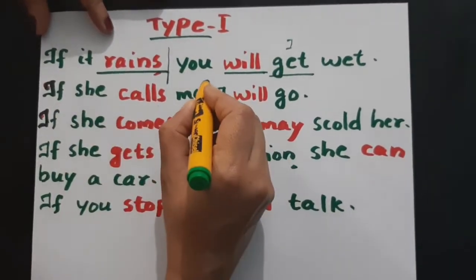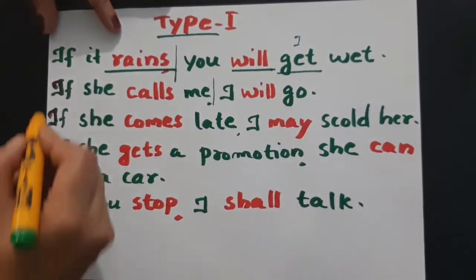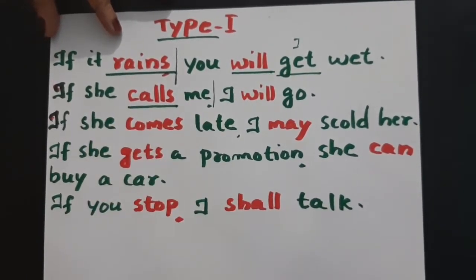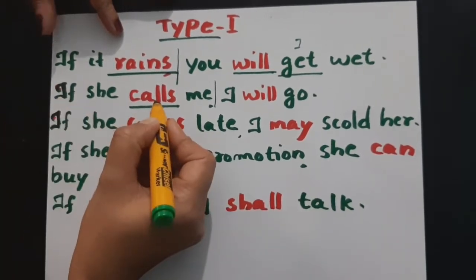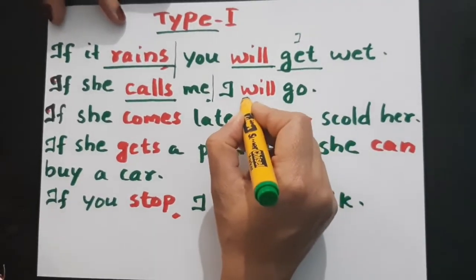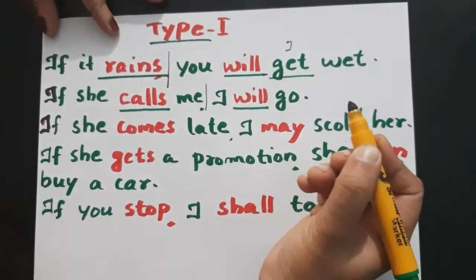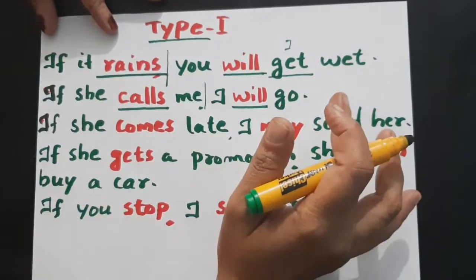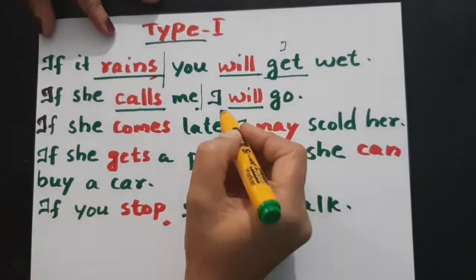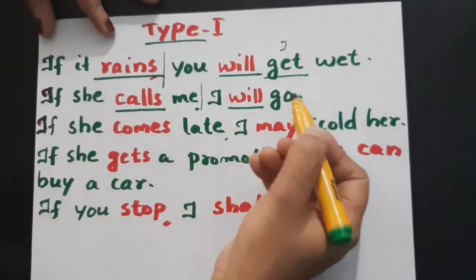If she calls me, if clause. And this is the result clause. If she calls me, here the verb is in the present form. In the if clause, the verb is in the present form. And in the result clause, as I told you, following the subject, you used will here. You can use will or shall or can or may according to the possibility or according to the meaning and structure of the sentence. So here will is used. If she calls me, I will go.